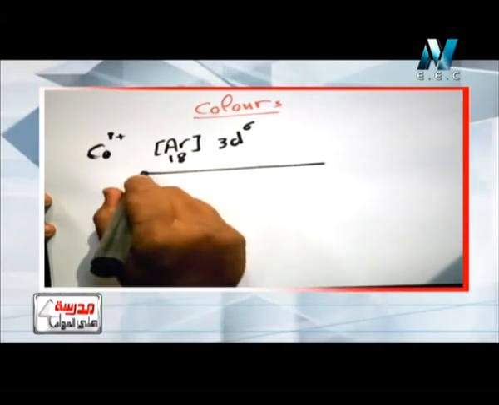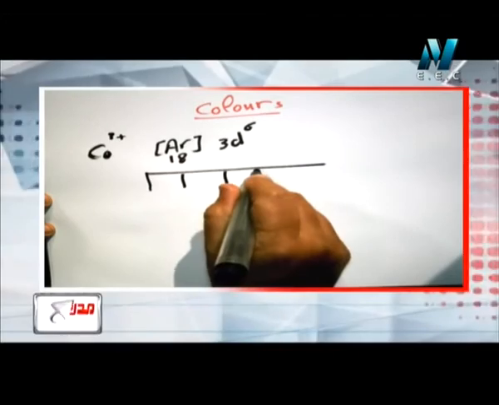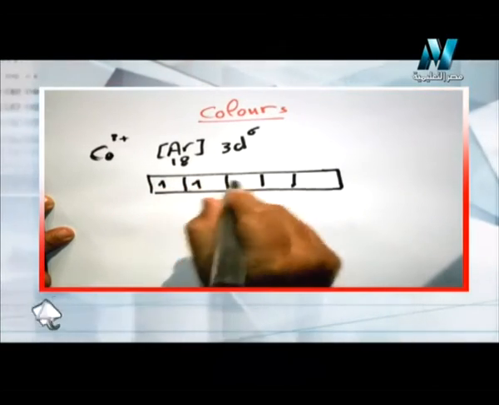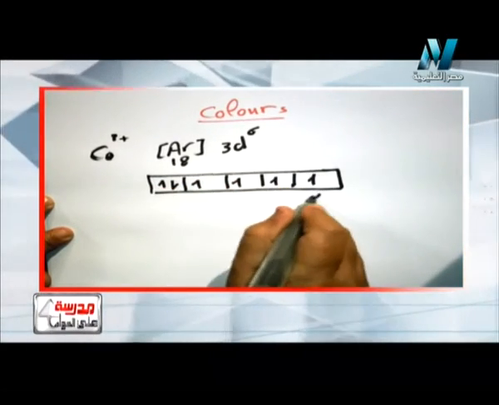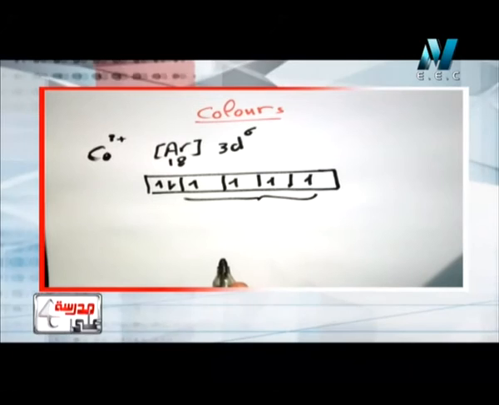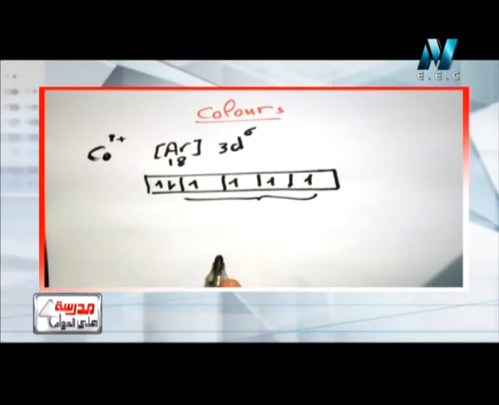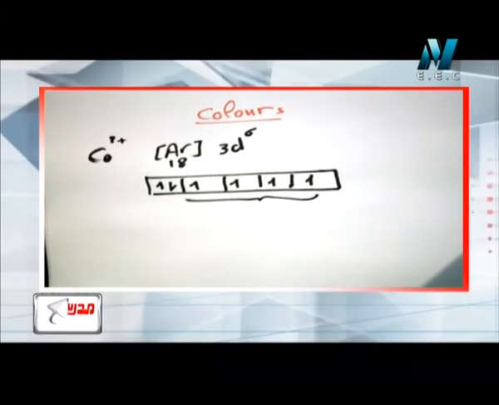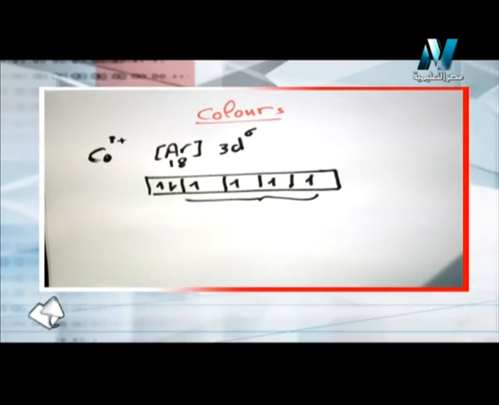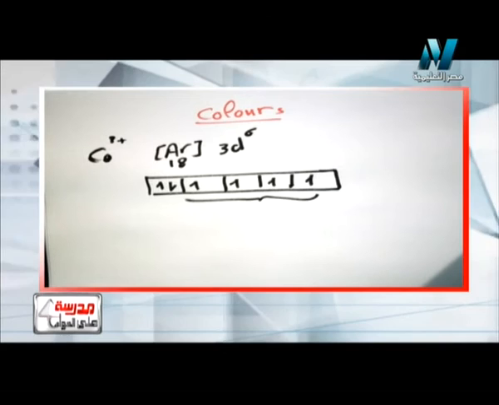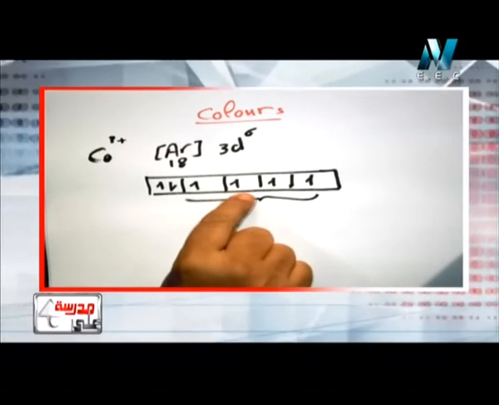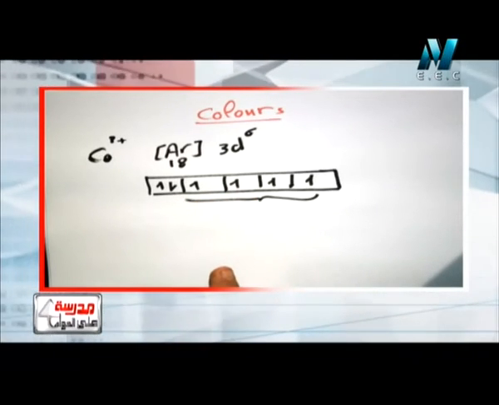So 3d has 1, 2, 3, 4, 5, 6. It has unpaired electrons. We know that light has many colors. White light, visible light, has many colors. Each color is a type of energy. If the energy of any color is similar to the energy needed to transfer the unpaired electron, the electron will absorb the photons of this color.